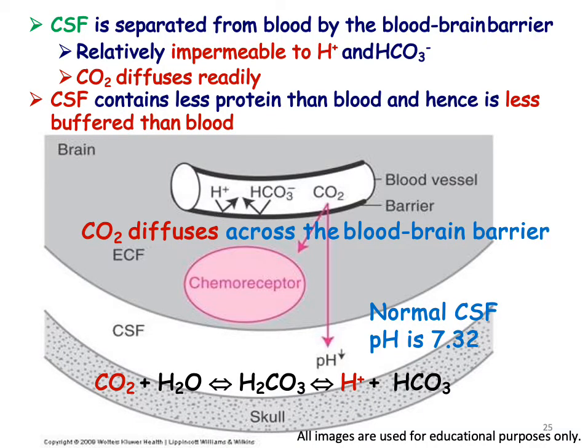As I told you before, regarding the blood-brain barrier, we can see here the extracellular fluid, which is the brain, and the cerebrospinal fluid. There is a blood vessel here. Basically, between the blood vessel and the brain cells, there is a barrier, we call it the blood-brain barrier. The CSF is separated from the blood by the blood-brain barrier, which is relatively impermeable to hydrogen ion and also the carbonic acid.